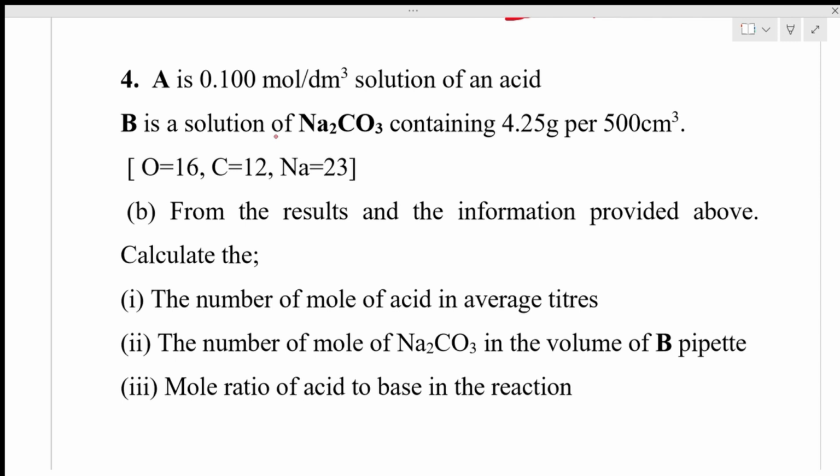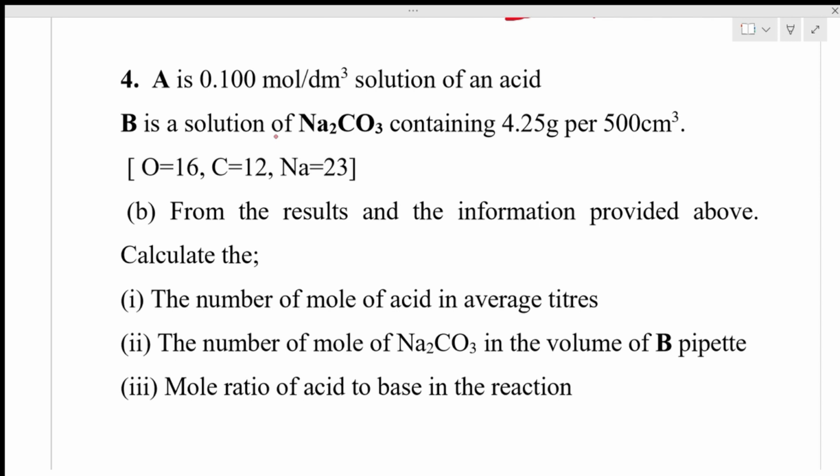A is 0.100 mole per dm³ solution of an acid, while B is a solution of Na2CO3 containing 4.25 gram per 500 cm³. Now, in this question, I don't know the acid, I don't know the base. I don't have any equation. So even though you have the knowledge that your acid is H2SO4 and the base is Na2CO3, you cannot balance the equation here because nobody informed you that it's H2SO4. It just says an acid. An acid can be HCl, H2SO4, HNO3, CH3COOH, like that.